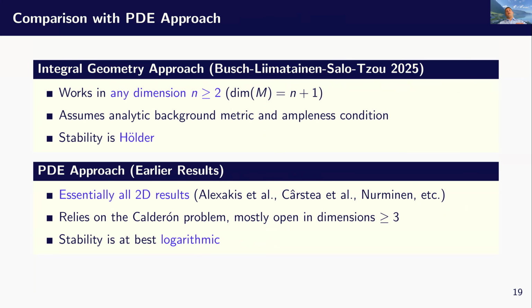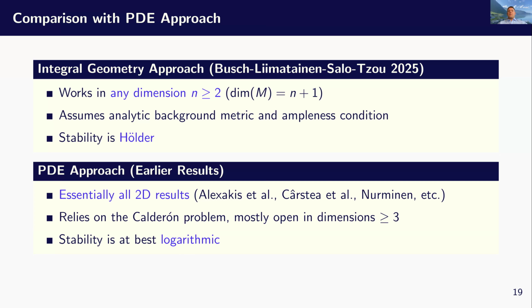Before giving other results from the paper, let's do a short comparison with the PDE approach, which we discussed earlier. This integral geometry approach magically works in all dimensions, so n can be anything over 2. The assumptions were that the background metric is analytic and that this ampleness condition holds. My guess is that maybe you can get rid of the analytic condition somehow, but the ampleness condition is quite natural, and it might not be possible to get rid of it very easily. And the stability was Hölder.